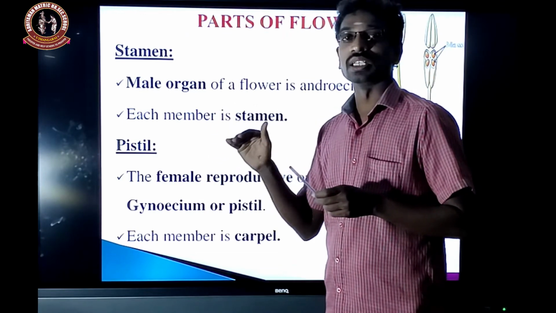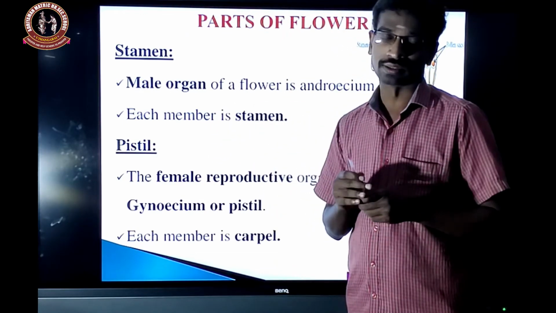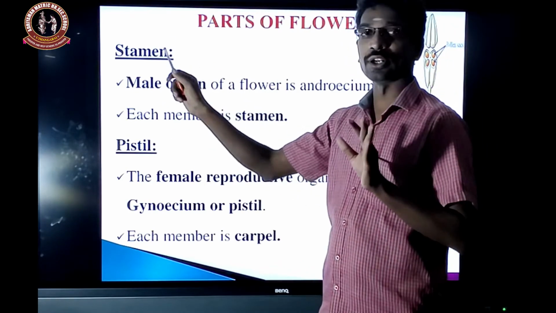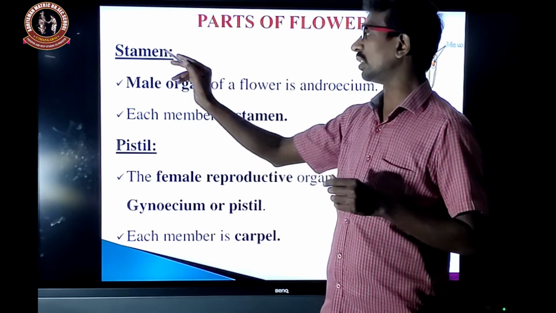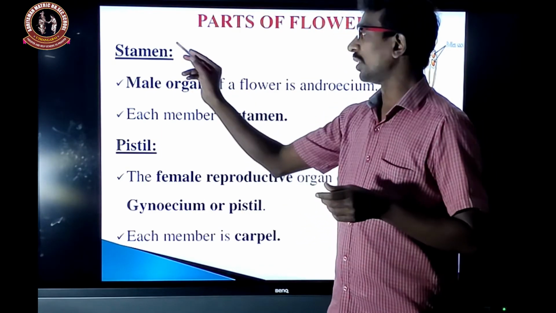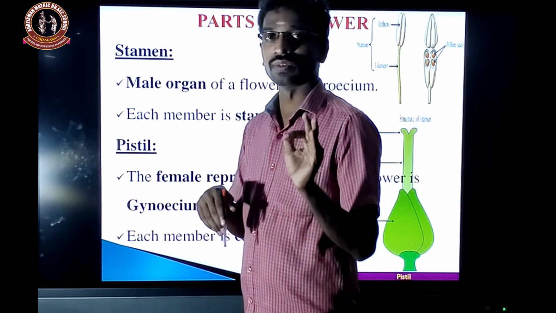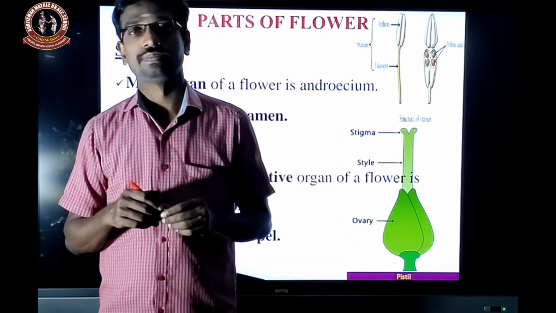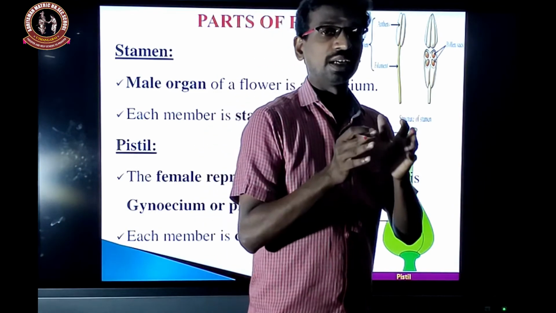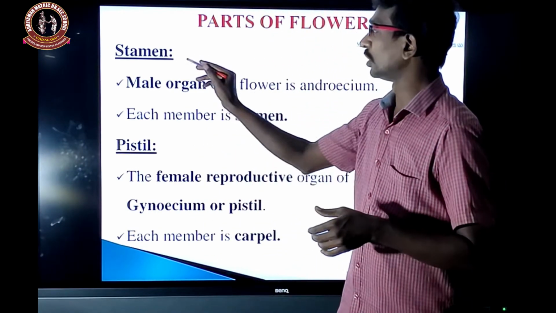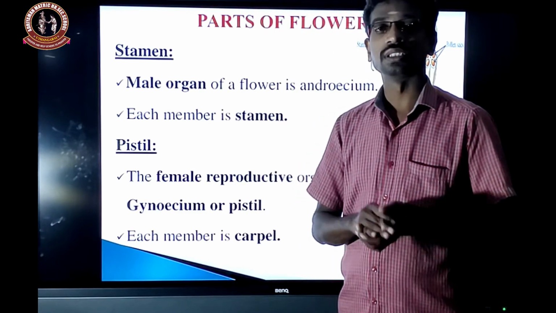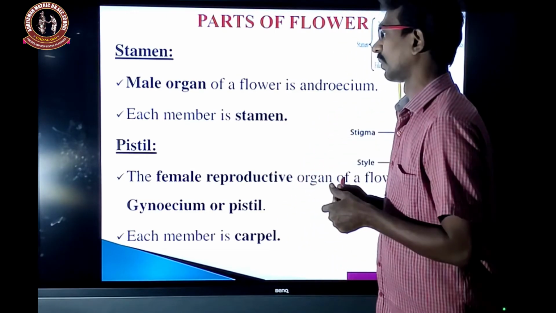Next, we are going to see the essential whorl of the flower. That is the stamen, that is androecium, and the gynoecium. The single unit, that is a stamen and pistil. Androecium and the gynoecium, that is the essential whorl of the flower, because they directly take part in the pollination. Both androecium and the gynoecium directly take part in the pollination. That's why they constitute an essential part of the flower.